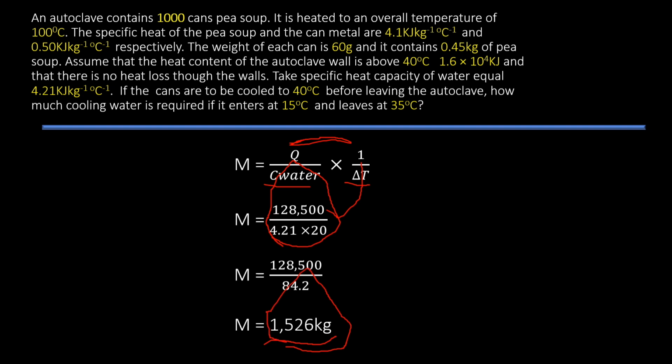So this is the mass of water that has to enter the autoclave to absorb this amount of heat, that is 128,500 kilojoule. This mass of water will enter at 15 degrees Celsius and absorb this amount of heat to leave at 35 degrees Celsius. All right, so we have come to the end of this video.